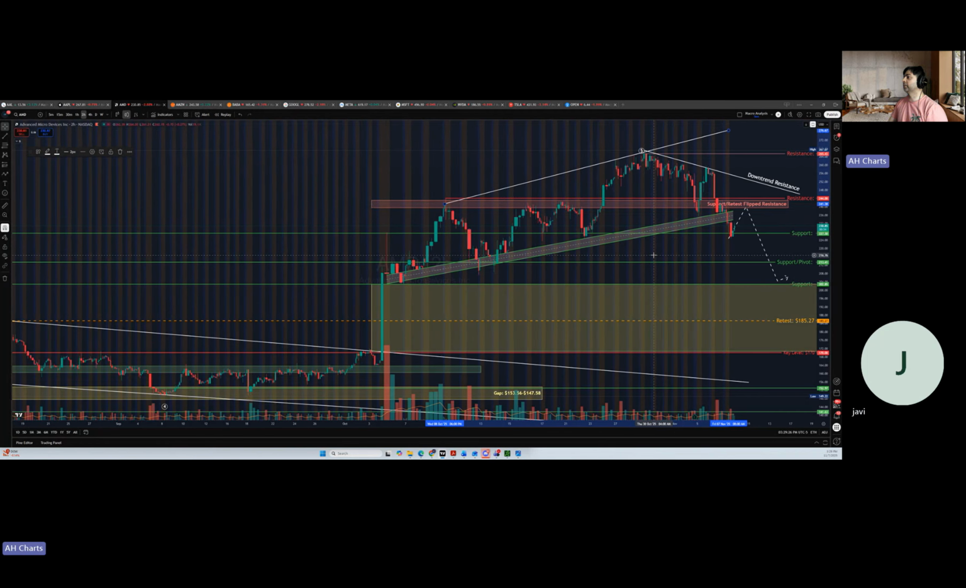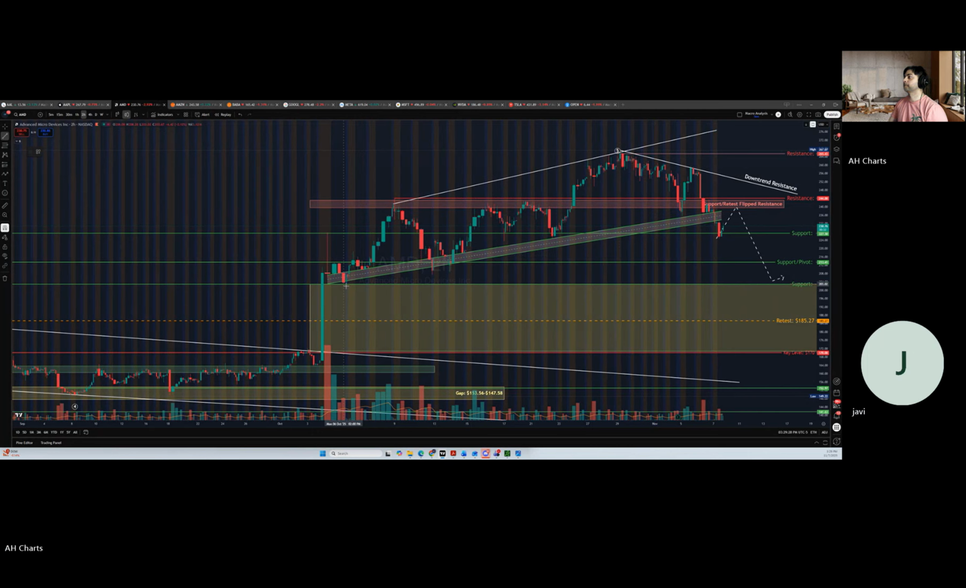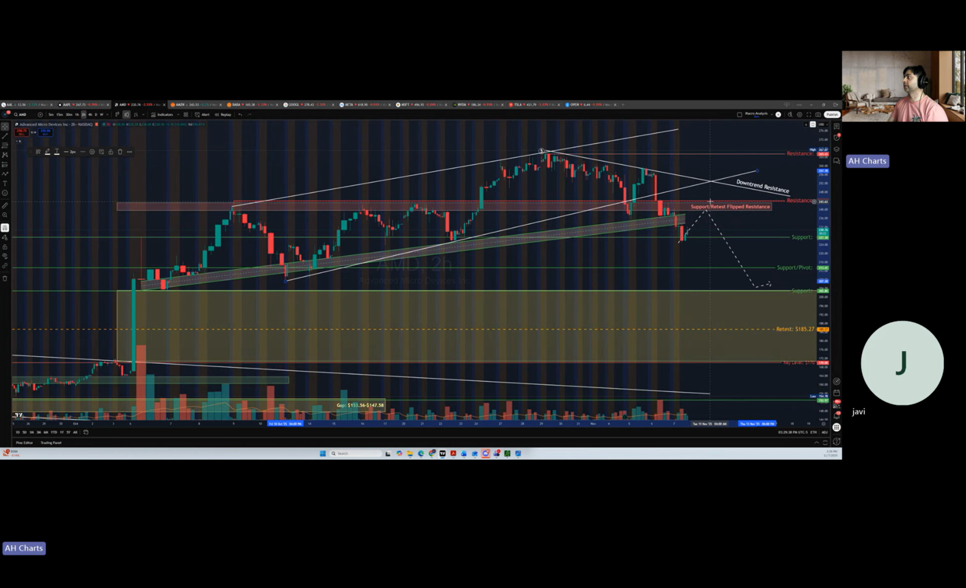Now, if you are to draw a trend line here, like this, you can see that you broke out of this channel as well, right? And you're rejecting it at the moment.